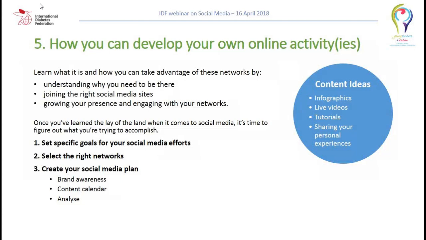This is more a question to understand what you want to do. We could start from understanding the different types of social media networks, as you saw in the table on the previous slide. The first thing you should understand is what type of message you want to deliver, who the people are that you want to reach, and afterwards join the right social media networks.